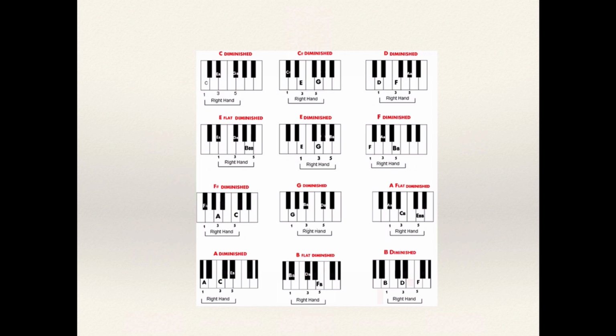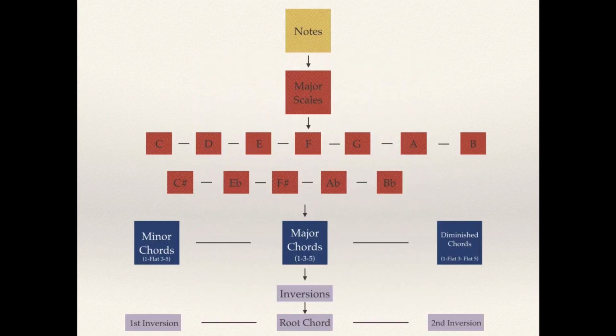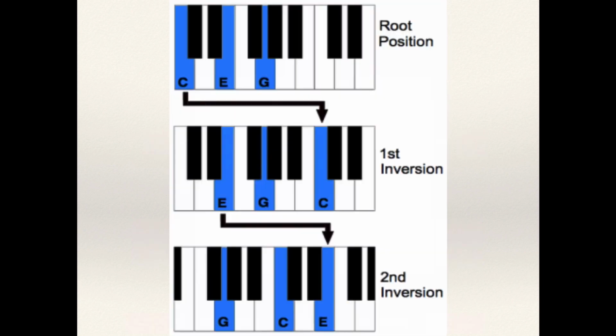With the diminished chord, like I said, there's really nothing special about it. I just can't stress enough that you absolutely have to learn your major scales. And last but not least, we have the inversions. This is the C major chord, and this is what I was talking about earlier. You have the C major chord, the root chord at the top, C, E, G, which is 1, 3, 5.